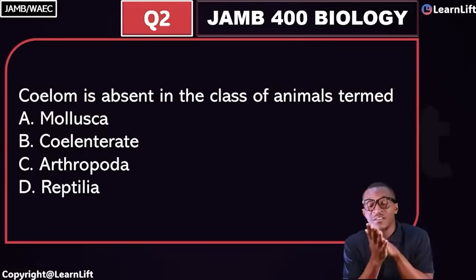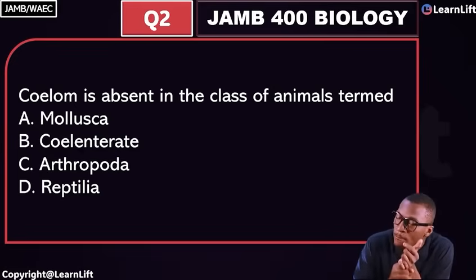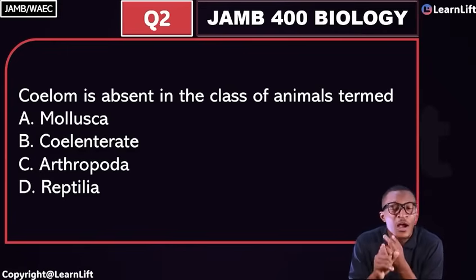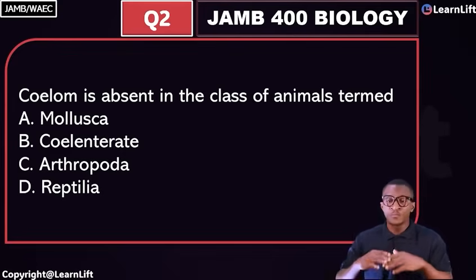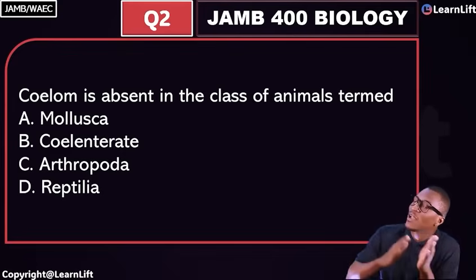Now, we said that animals, first of all, what is the classification of life? Life is classified into 5 kingdoms. We have the kingdom Monera, the kingdom Protista, the kingdom Fungi, the kingdom Plantae, and the kingdom Animalia. The kingdom Animalia is divided into 2. We have the invertebrates and we have the vertebrates.